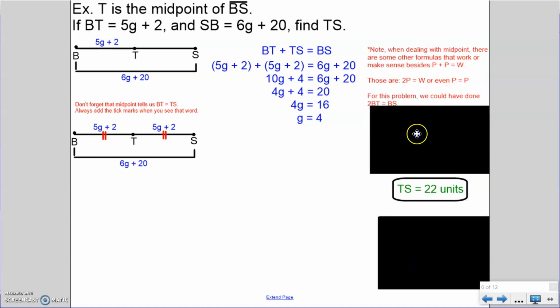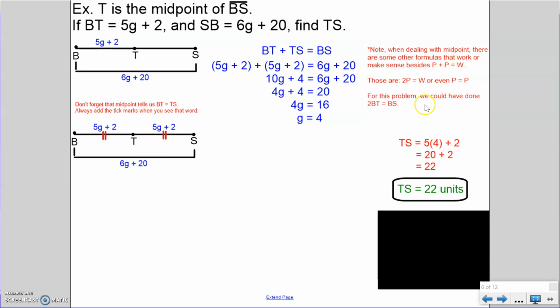One other cool thing that you should know is when dealing with midpoint, there are other formulas that may work or make sense besides part plus part equals whole, like I use here. Those are, you can double the first piece to get the whole thing, or sometimes even first part equals second part. So for this problem, we could then double BT equals BS, and we got the same answer.